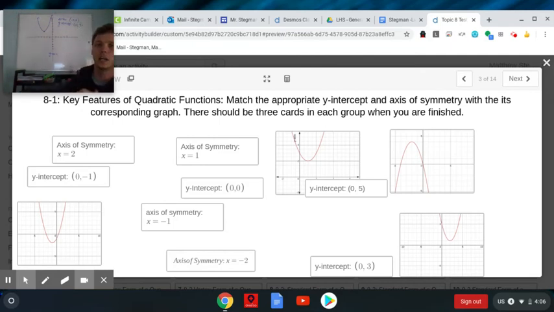So now that's the y-intercept. The other thing that we're looking for is the axis of symmetry. The axis of symmetry is the point that divides our graph into two symmetrical pieces.